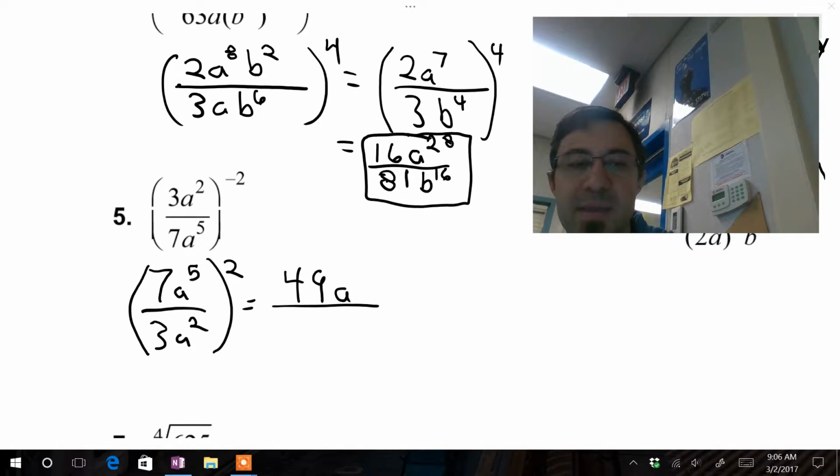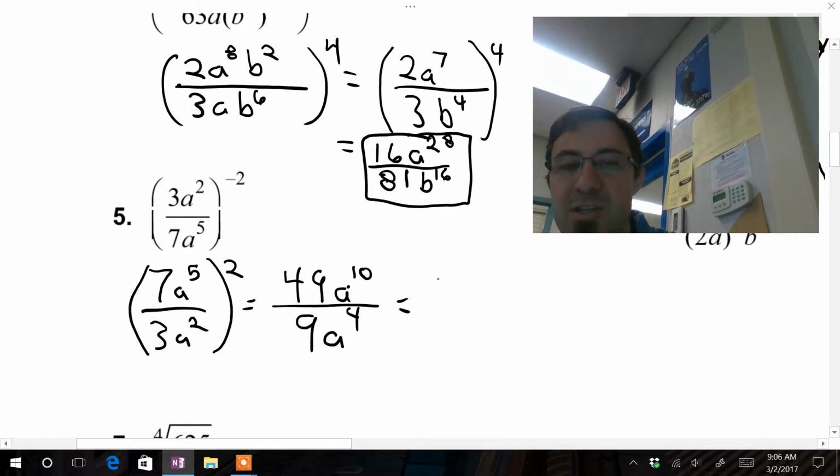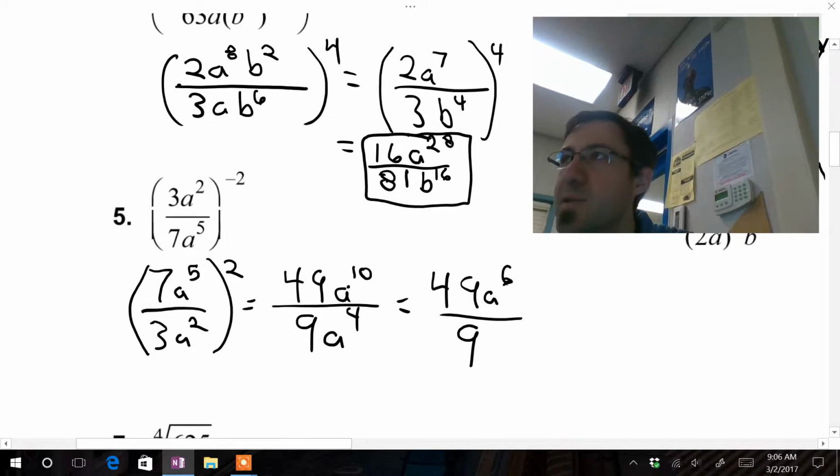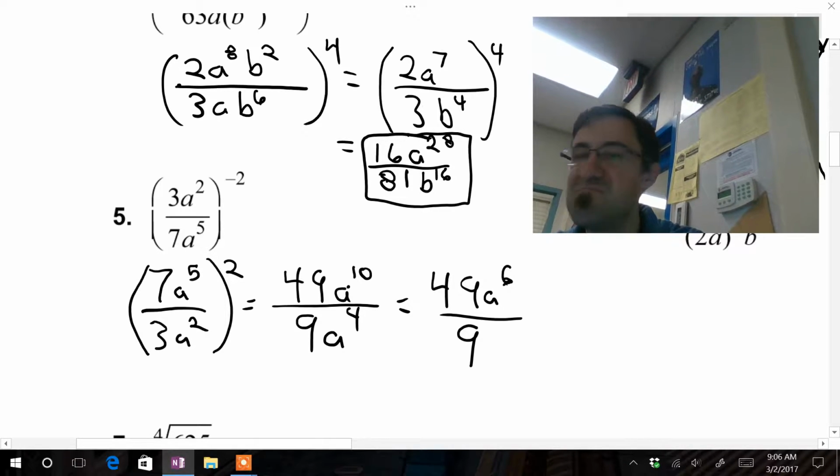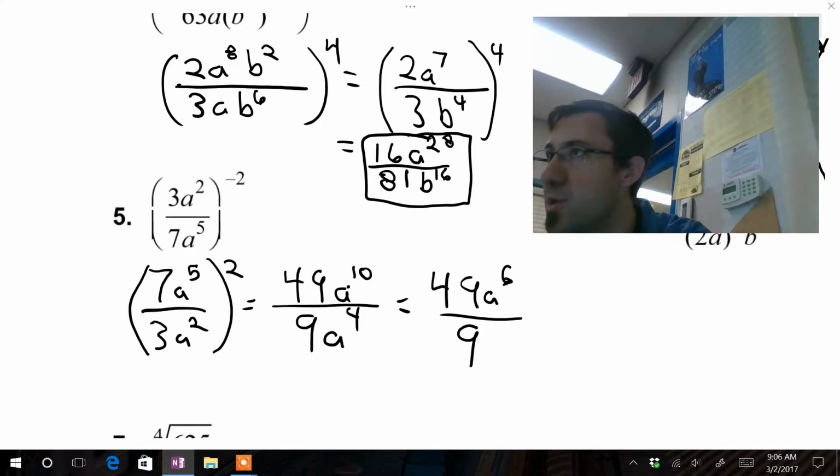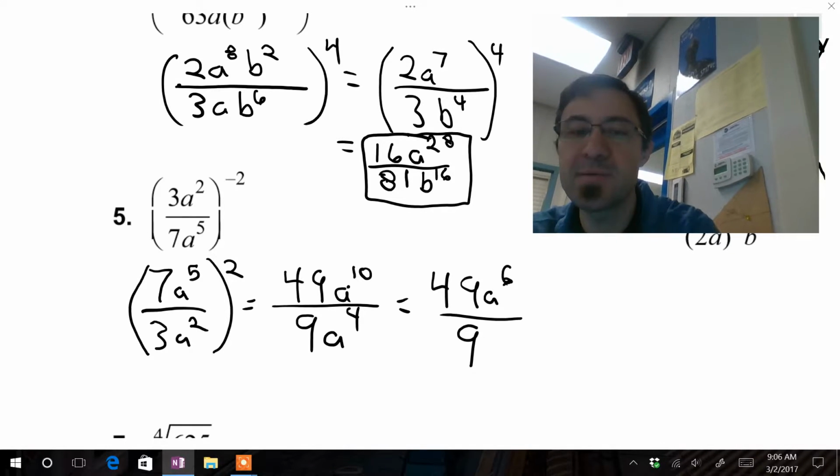I guess I could simplify the a's. Let's do that. I did a to the 10th, I guess, and I did 9a to the 4th, but eventually it comes out to be a to the 6th. So yeah, you had the right idea. Over 9. 49 and 9 going to reduce? 7 and 3 don't reduce, so if I square them, it's still not going to reduce.